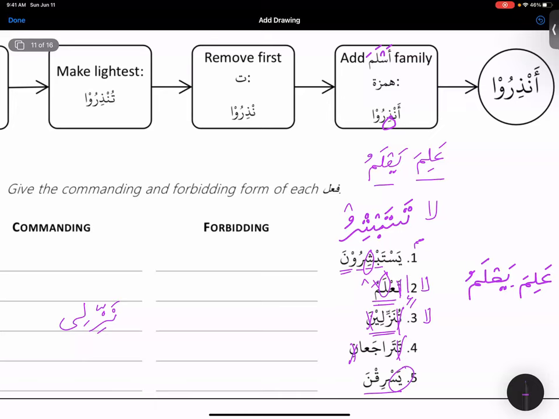Your conjugation is giving me a heart attack here.